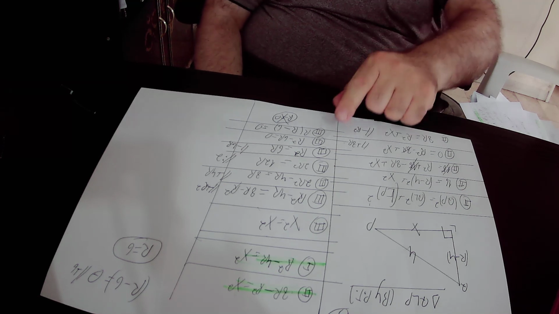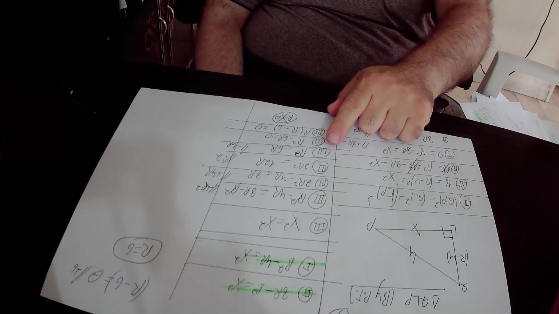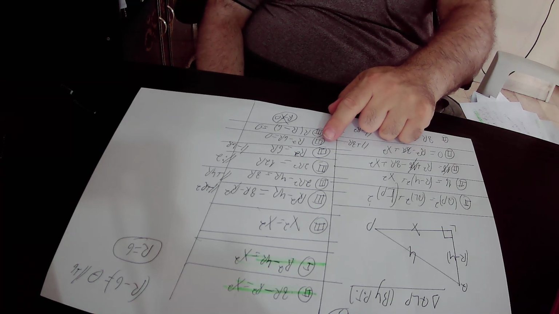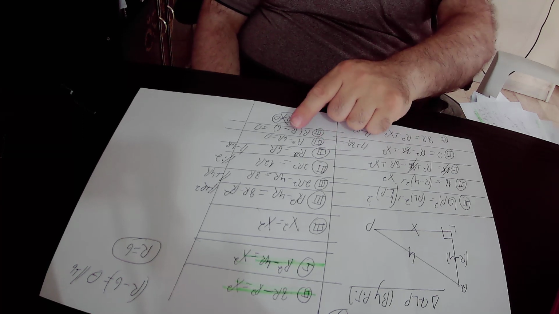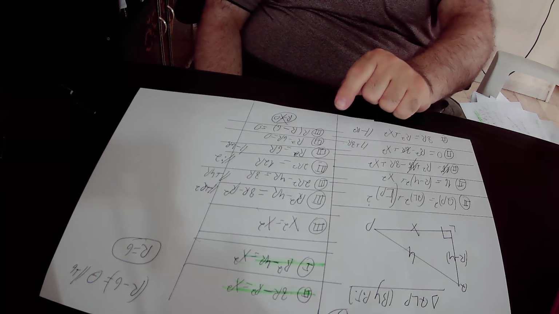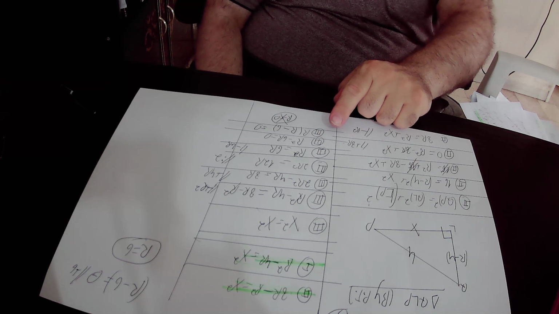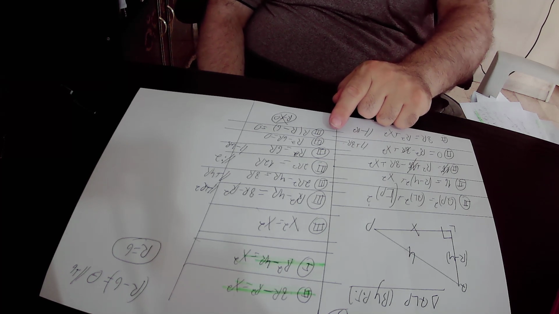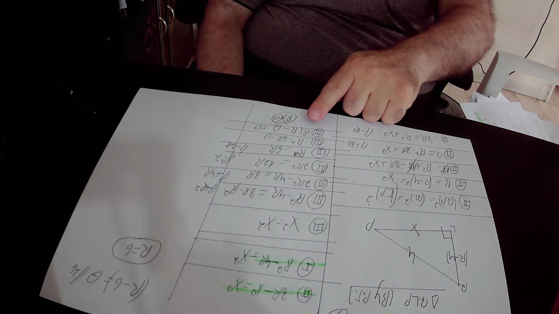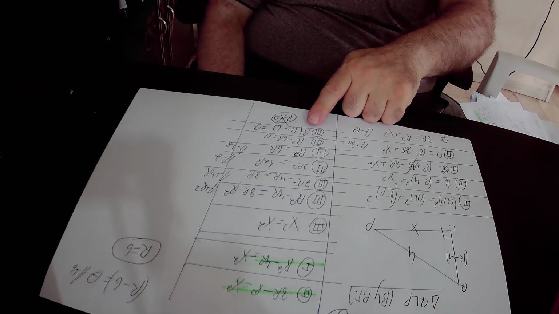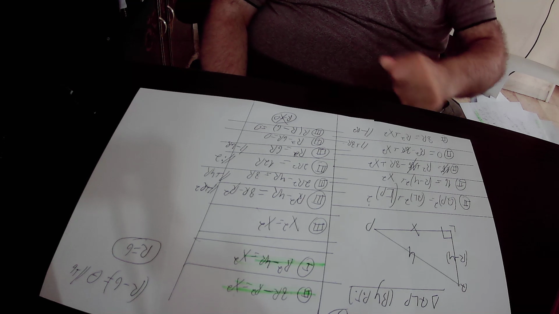Here we divided this equation number 3 by 2, and we found out that 2R squared over 2 is R squared, and 12R over 2 is 6R. So in conclusion, according to equation number 3, R squared equals 6R. Here we subtracted 6R from this equation number 3, and found out that R squared minus 6R equals 0.